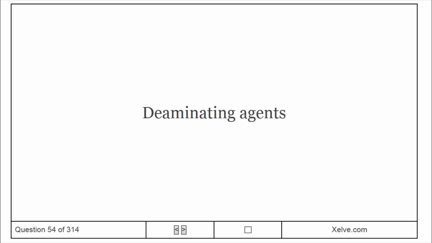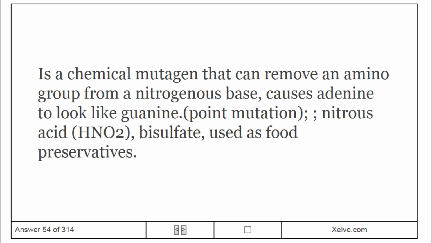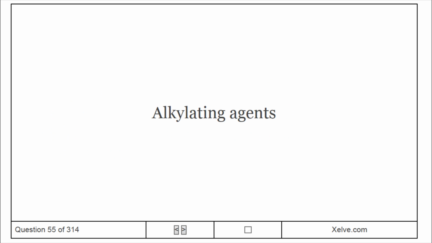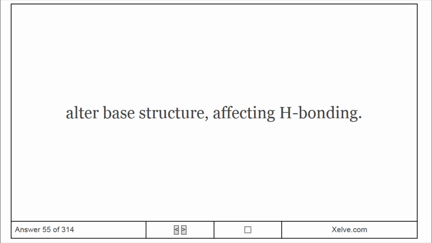Deaminating agents is a chemical mutagen that can remove an amino group from a nitrogenous base, causes adenine to look like guanine. Nitrous acid, bisulfite, used as food preservatives. Alkylating agents. Alter base structure, affecting H bonding.